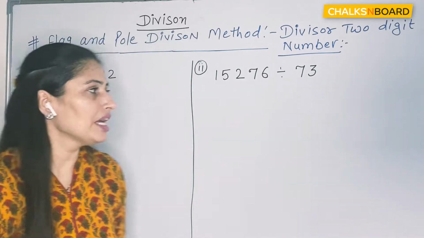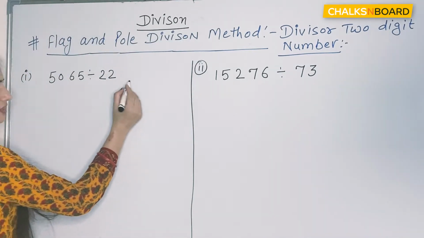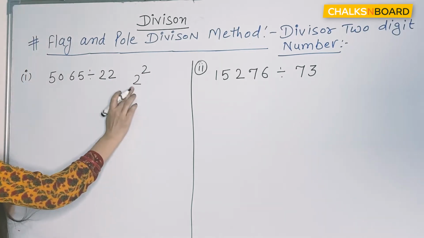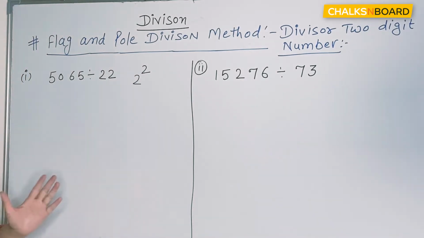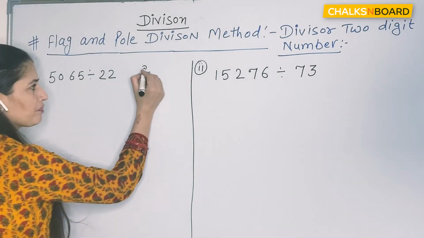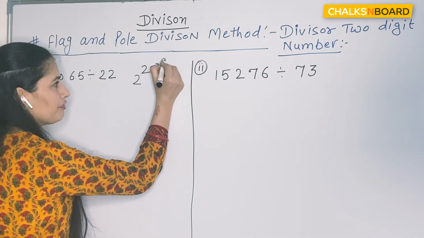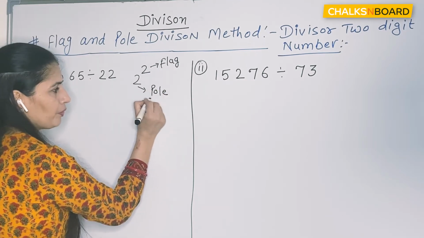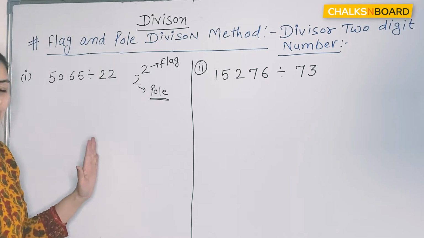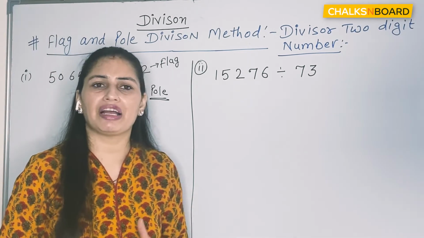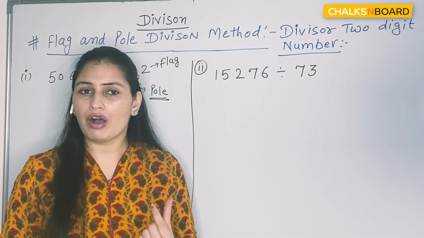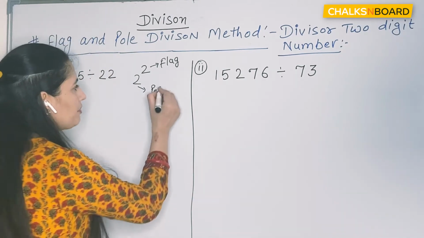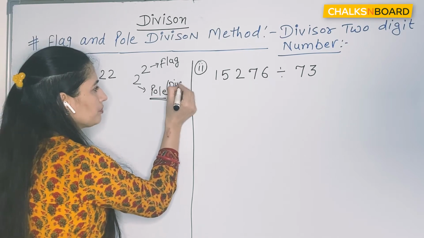Let's see. First, write the divisor, that is 22, but like this. आपको बेस और पावर के अकॉर्डिंग डिवाइजर को लिखना है. जो आपका पावर है वो है आपका फ्लैग और जो आपका बेस है वो है आपका पोल. जो भी आपके इस टाइप के क्वेश्चंस होते हैं जहां पर डिवाइजर 2-digit नंबर होता है वहां पर आपको पोल को एज ए डिवाइजर यूज करना है. That is our divisor is pole.